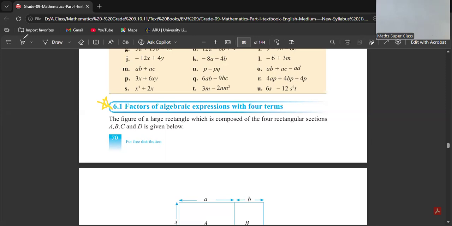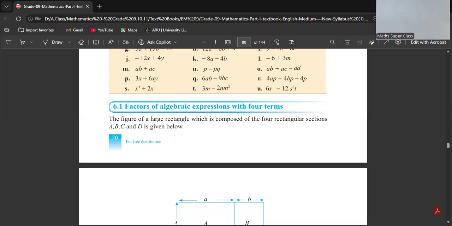Fifth lesson. Okay? This is two different kinds of parts. That's not the same part. Okay. In fact, this is lesson number 6. That is lesson number 5 today. So your memory is really good. Thank you. Factors of algebraic expressions with 4 terms.